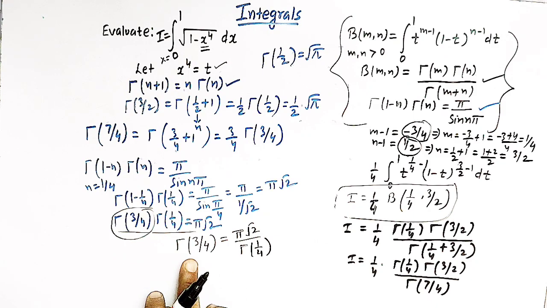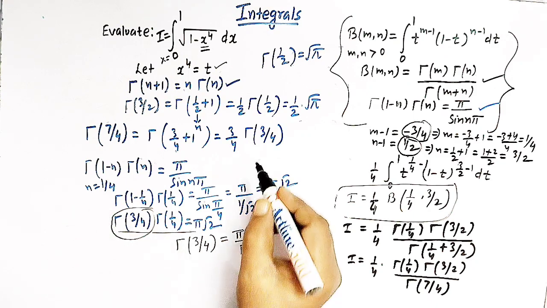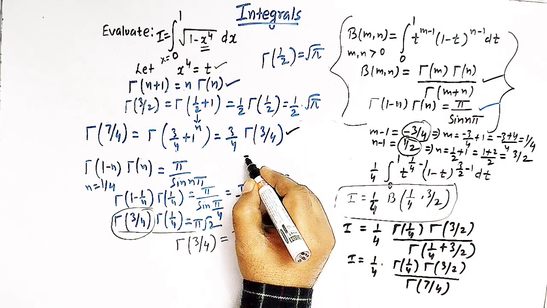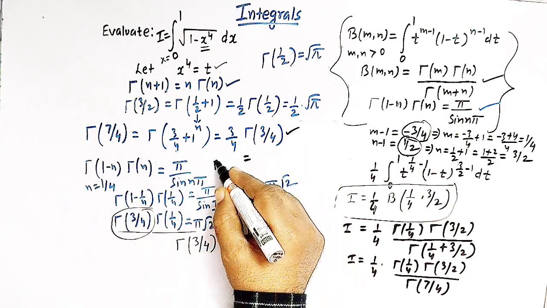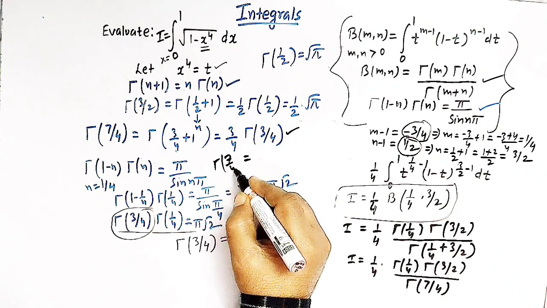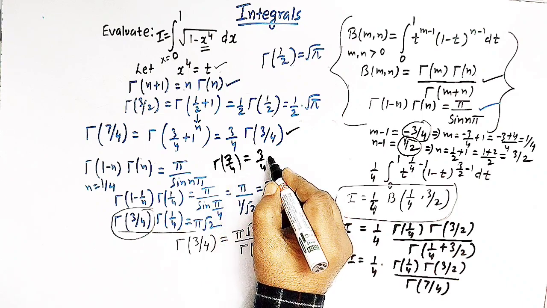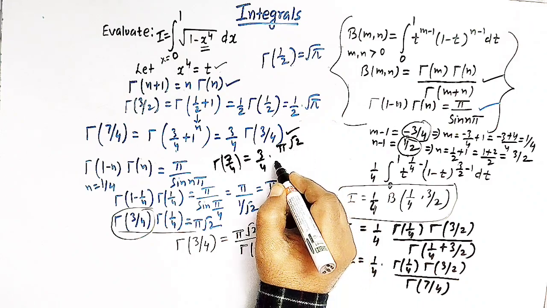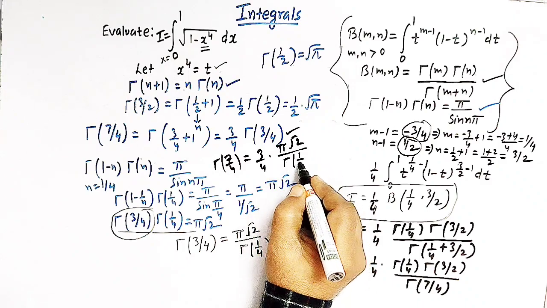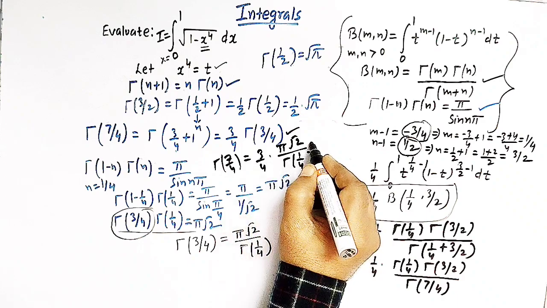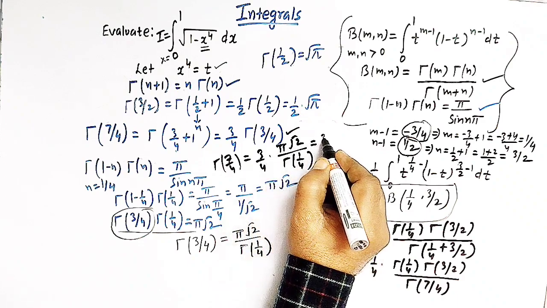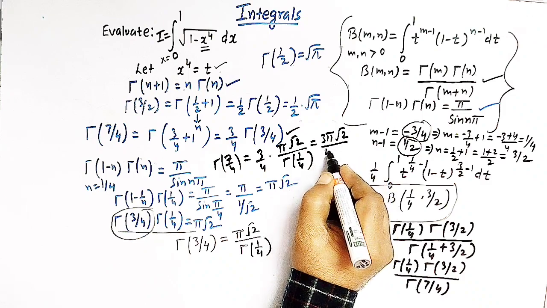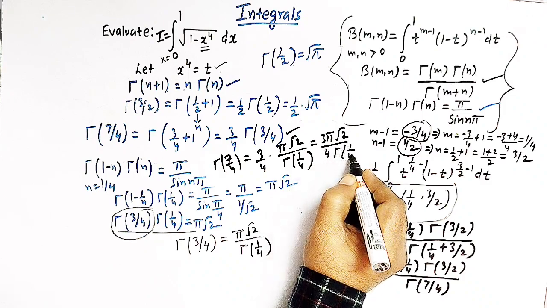So now substituting the value of gamma 3 by 4 in this relation, we have here the value of gamma 7 by 4 as 3 by 4 times, then we have pi root 2 divided by gamma 1 over 4. So now we can rearrange the terms. So we have 3 pi root 2 divided by 4 times gamma 1 over 4.